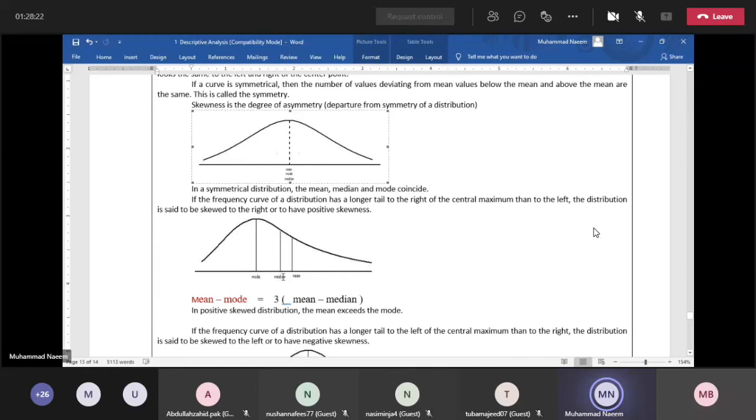Median is at 1/3 of this distance, the distance from mean and mode. This distance is larger than this distance of the mean from median. So this smaller distance is 1/3 of the larger distance, and mathematically we have stated the relation between these distances.